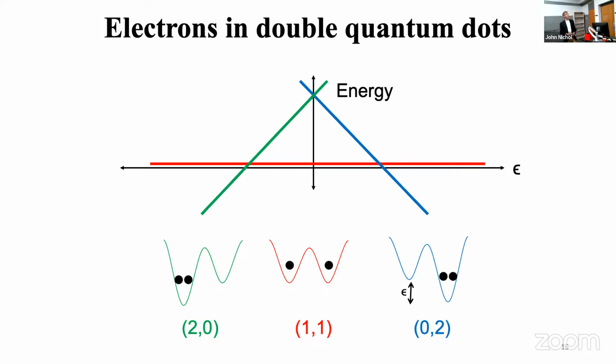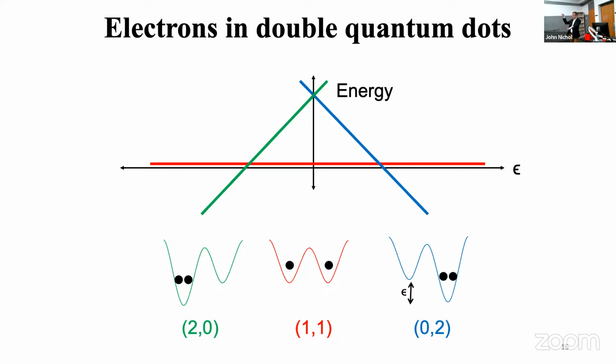I'm going to tell you a little bit about how electrons in double quantum dots behave. And so the thinking starts like this. Let's suppose we have 2 electrons in a double quantum dot. If we symmetrically bias this double well potential, the ground state has 1 electron in each dot. We'll call this the 1-1 charge configuration.